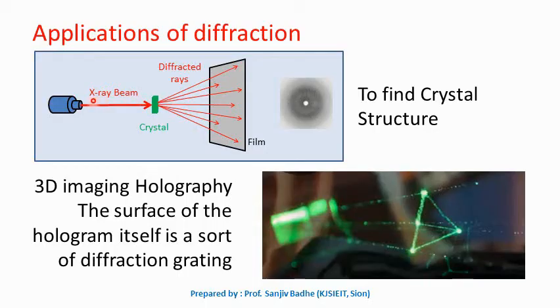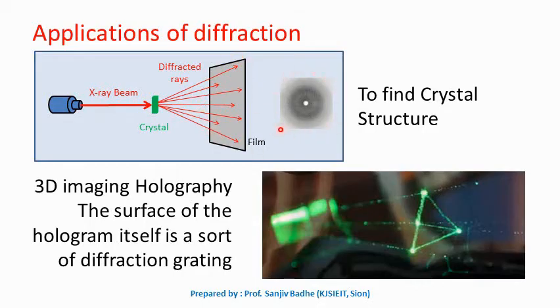So if we want to get diffraction with X-rays, we need a diffraction grating in which the width of the slit is comparable to the wavelength of X-rays. In a crystal, interatomic spacing is of the order of 1 to 2 angstroms. So this crystal can be used as a diffraction grating with X-rays. When X-rays are made incident on the crystal, diffraction occurs and the diffraction pattern is recorded on the photographic film.